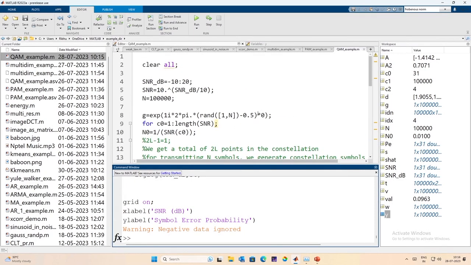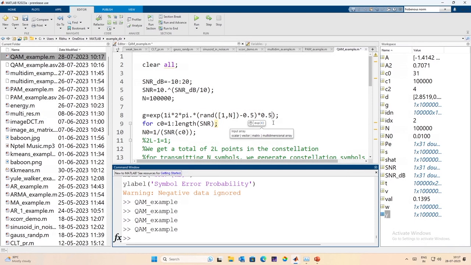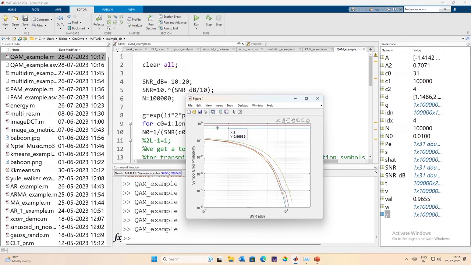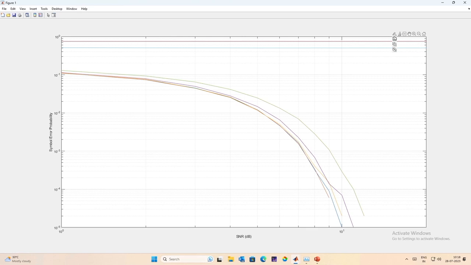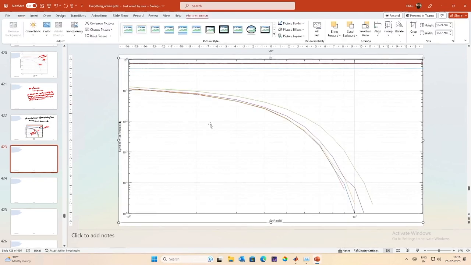Now let us do this again for 0.1, 0.2, 0.5, and 1. 75% for QPSK, 75% is the worst case scenario. So we get that, and copy this to PowerPoint, save this here and put this over on this slide.